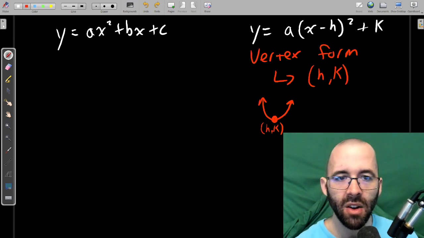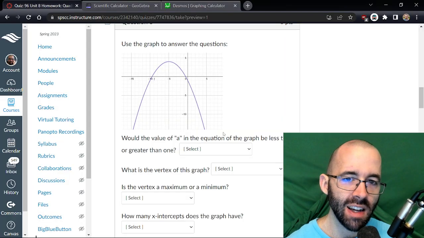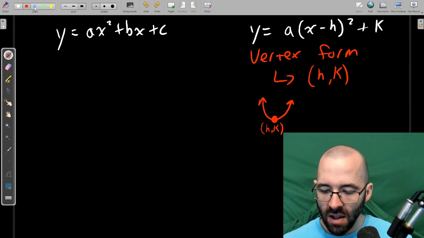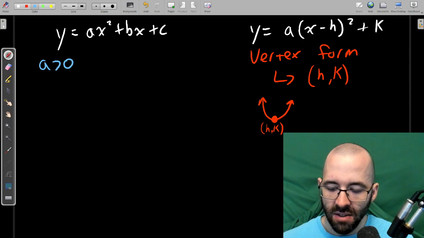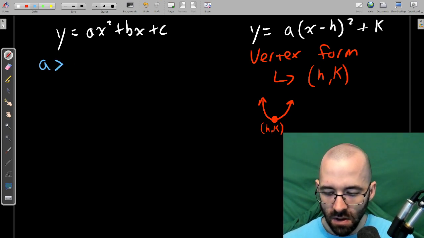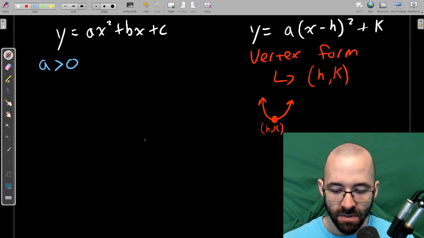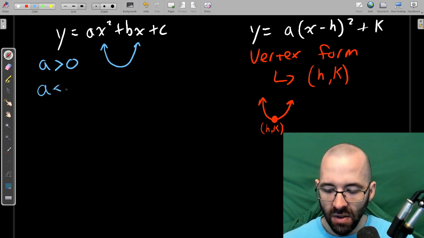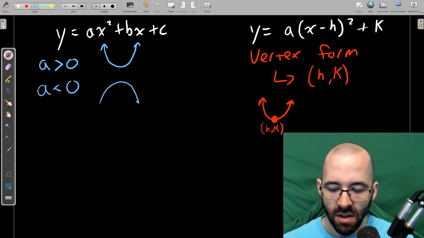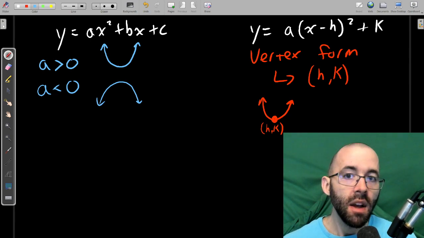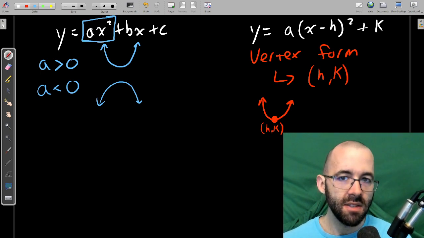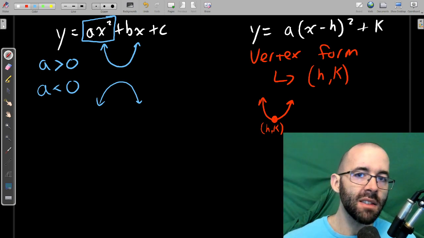So the question is asking us about a. I haven't told you about a yet. What does a represent? So a has to do with whether it opens up or down. Specifically, if we have a positive a value, then the parabola is going to open upwards. If we have a negative a value, the parabola is going to open downwards.